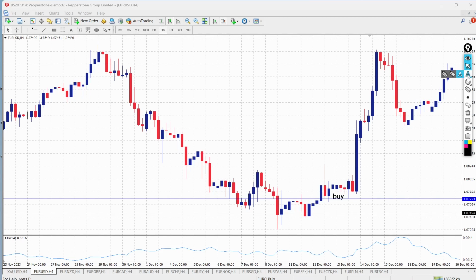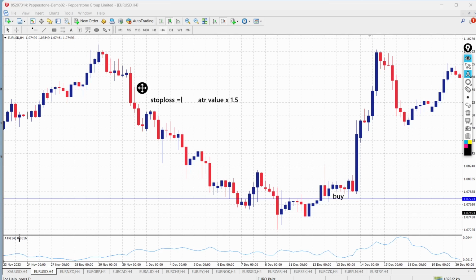We are going to multiply our ATR by 1.5. So you get the ATR value, and then you multiply it by 1.5. This is the stop loss. So the stop loss is going to be equal to the ATR value times 1.5.